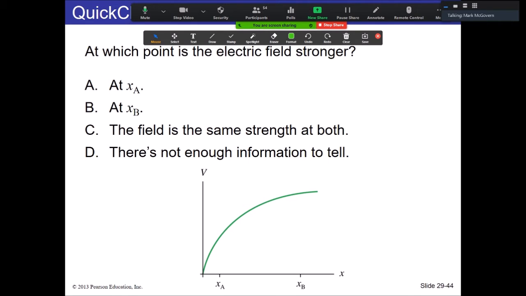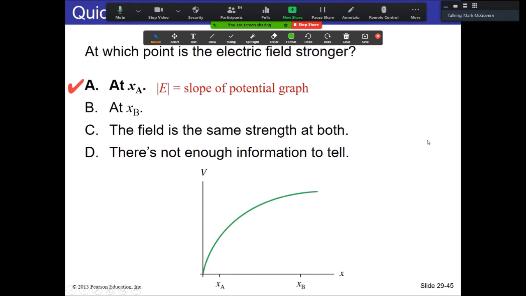This is good. At which point is the electric field stronger? Let me see. It is A. Why? Slopes, right?